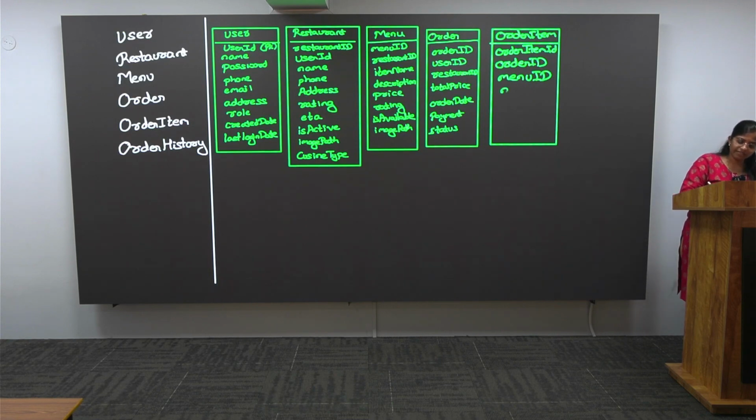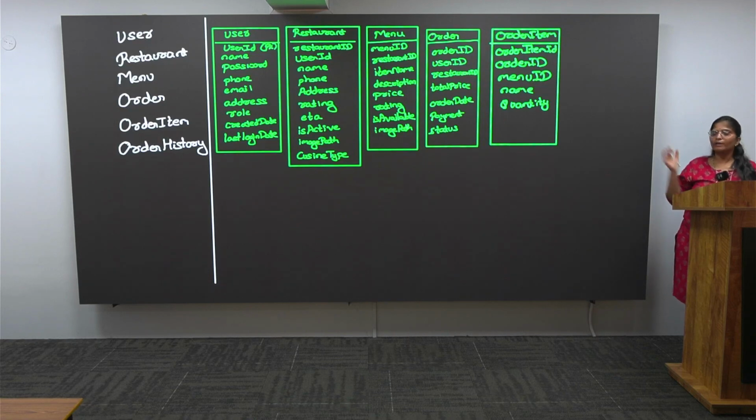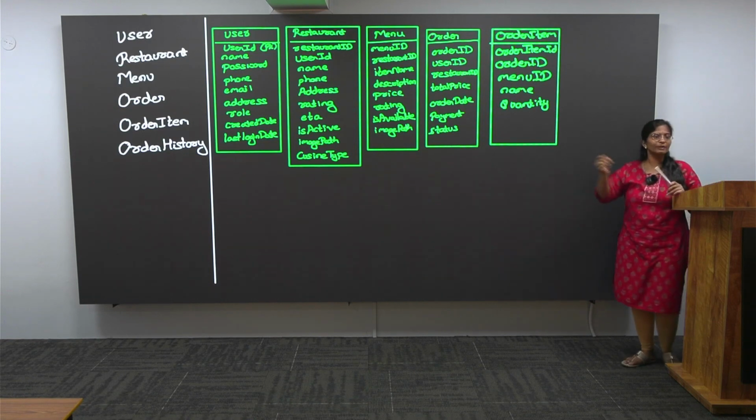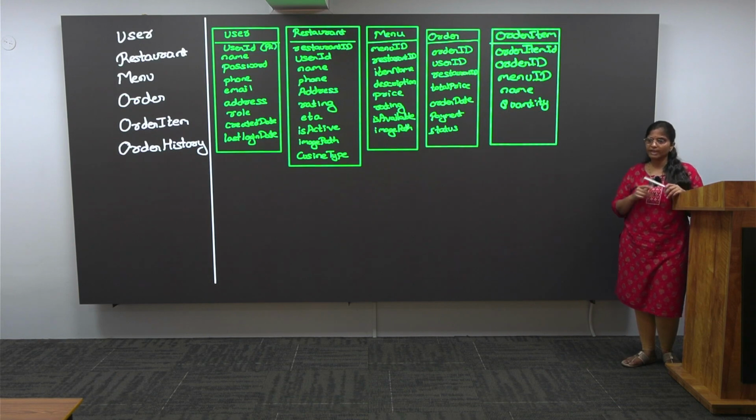The name of this order item, what is the name available inside this, and the quantity of it. So for that item, how many things you have added, 2 items or 3 items, that you will be having. And if in case it is 2 items, the price will change over there. If it is 3 items, the price will change over there.